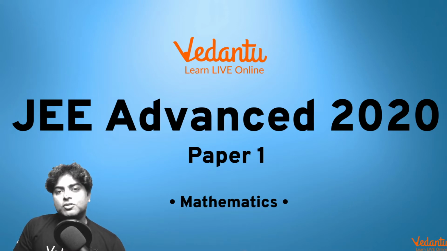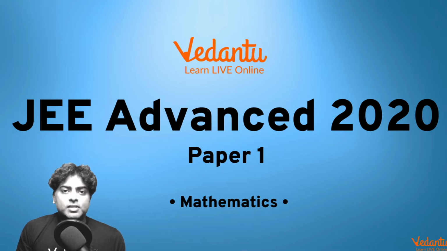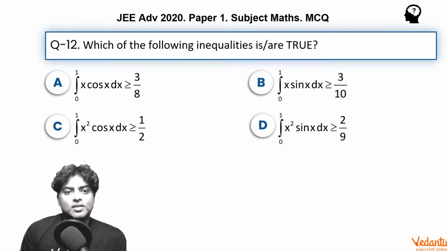We are presenting solutions for previous year's JEE Advanced papers. Here I am going to present a very nice question asked in JEE Advanced 2020 paper 1. Let's have a look at the problem. Which of the following inequalities are true? One or more options may be correct. Integral inequalities are there in the options.